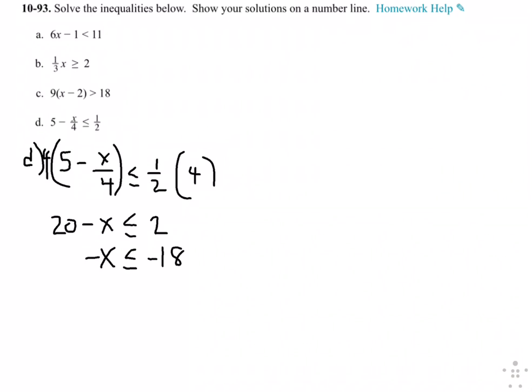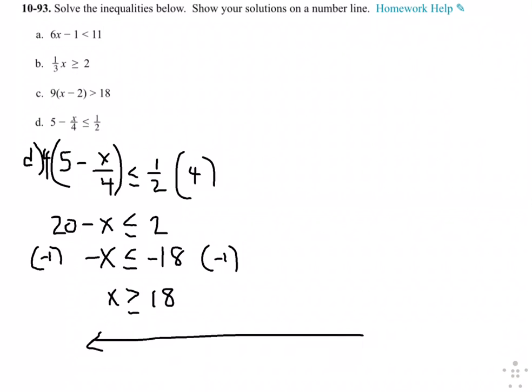And divide both sides or multiply both sides by negative 1. Remember, when I do that, I'm going to multiply by negative 1 on both sides. I have to flip the inequality, so it becomes x is greater than or equal to 18. And when we graph 0, negative 18, 18, greater than or equal to is a closed circle, and that goes to the right.